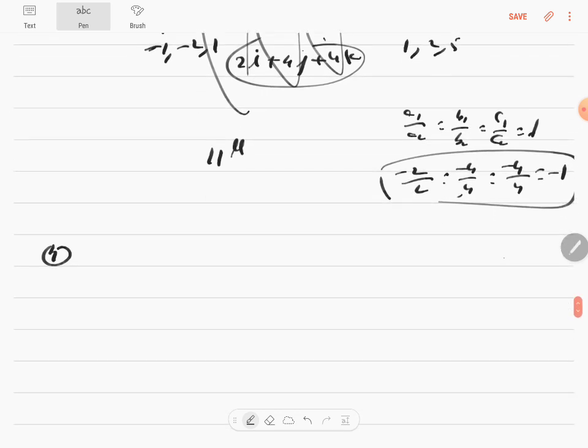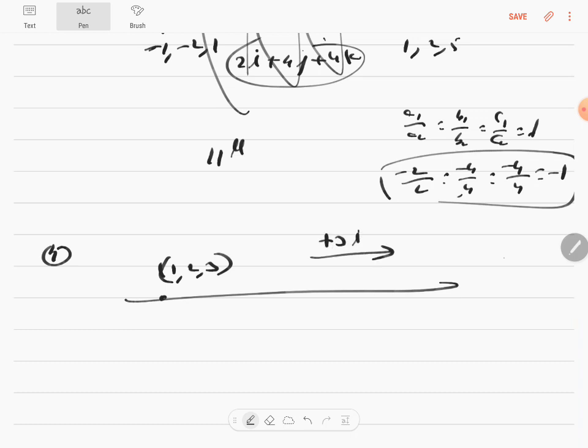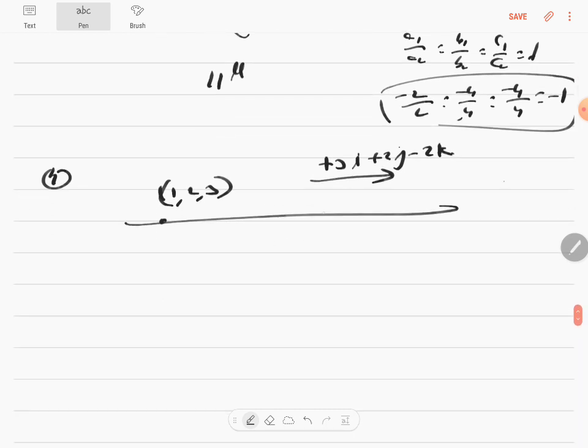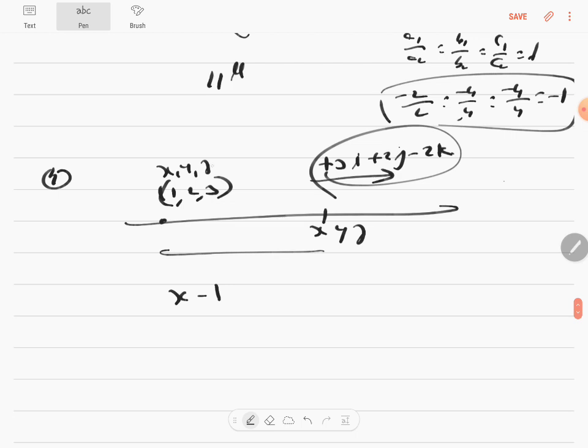Find the equation of a line which passes through the point (1, 2, 3) and which is parallel to the vector 3i plus 2j minus 2k. I told you, take an arbitrary point x, y, z. This vector and this vector are parallel to each other. So let's find x minus x1. This is, call it x1, y1, z1, which is also your a vector. This is your b vector, which is ai plus bj plus ck. So you understood which is the a vector, which is the b vector. What do you call it?